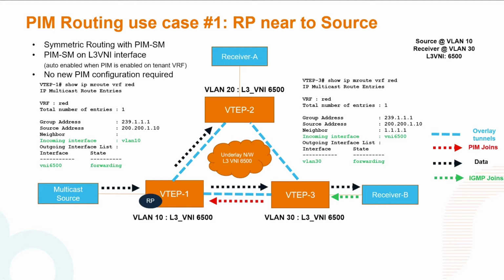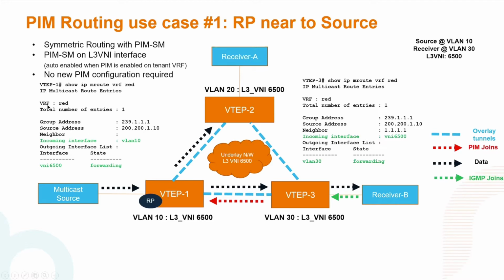PIM will treat this L3 VNI as a special interface, named like VNI 6500, something like that. If you look at the mroute entry, this is the interface where we will learn the neighbors, which are VTEP2 and VTEP3. Now, receiver B wants to join this particular source. Receiver B sends a join, and that join will be forwarded to this PIM neighbor, which is VTEP1, and VTEP1 will add the mroute entry.